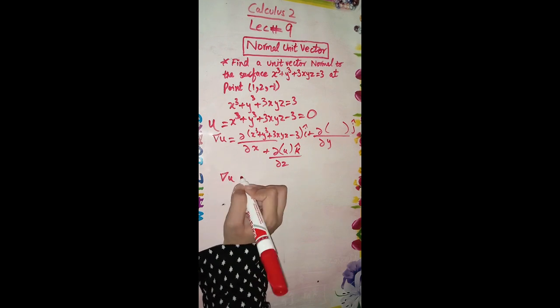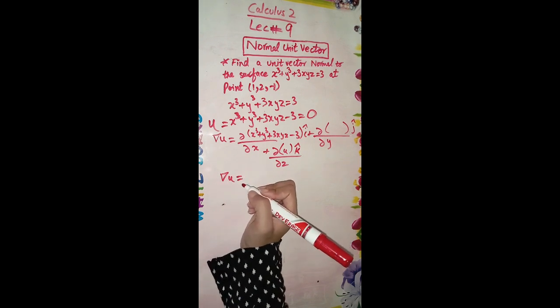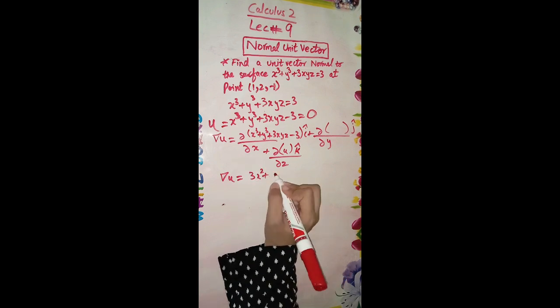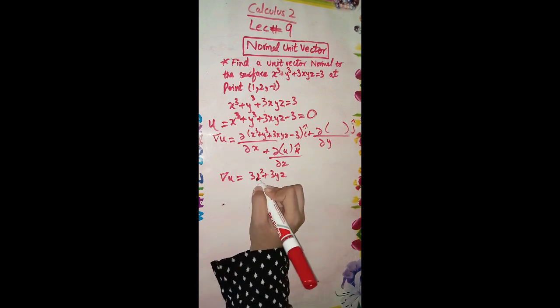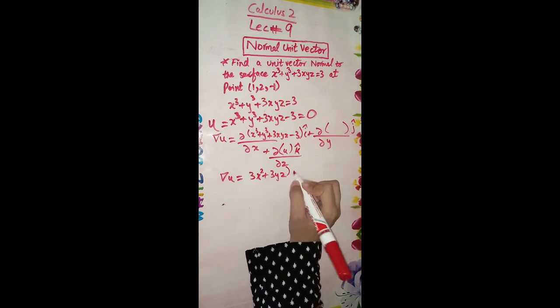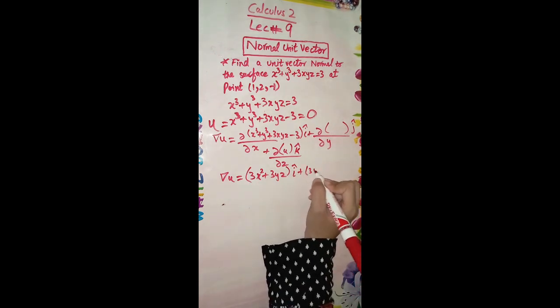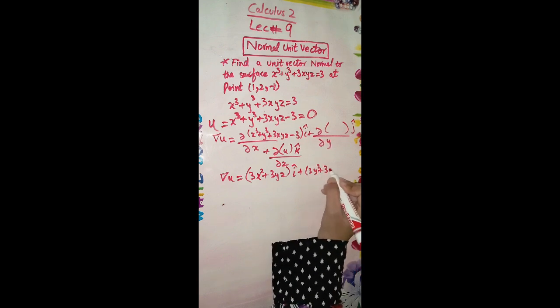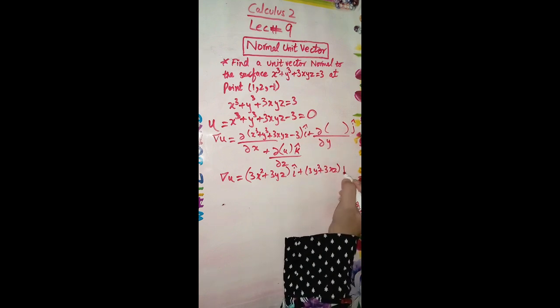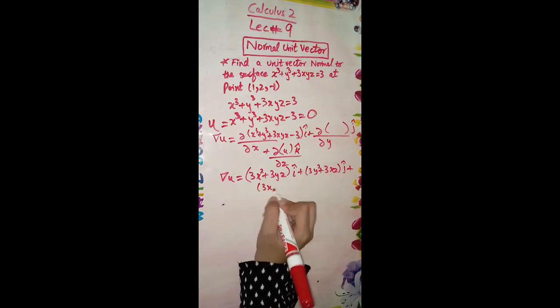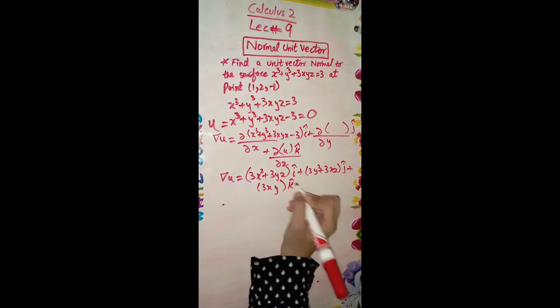So our final answer will be del u is equal to 3x square plus 3yz in the i hat direction, plus 3y square plus 3xz in the j hat direction, plus 3xy in the k hat direction.